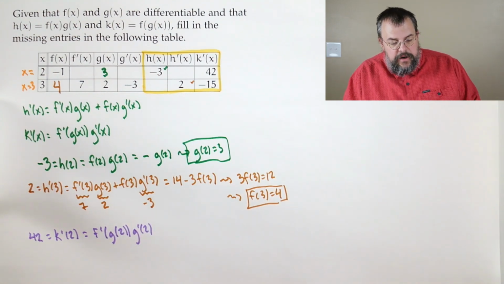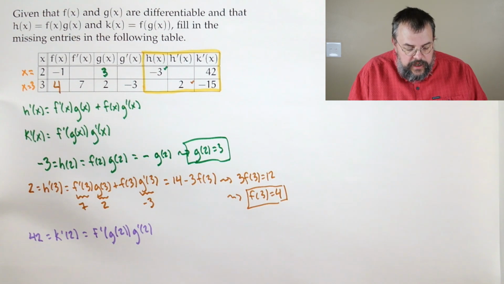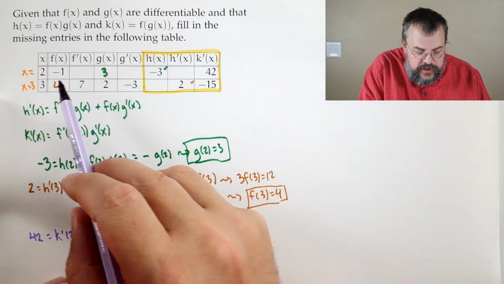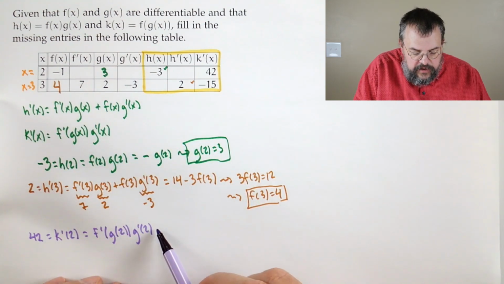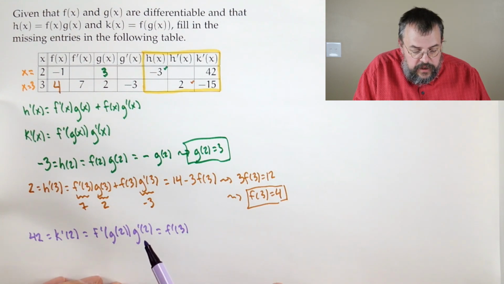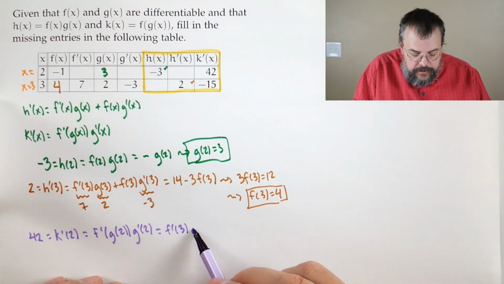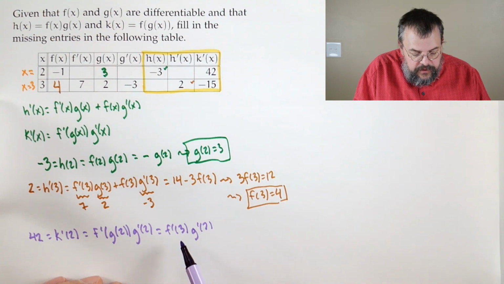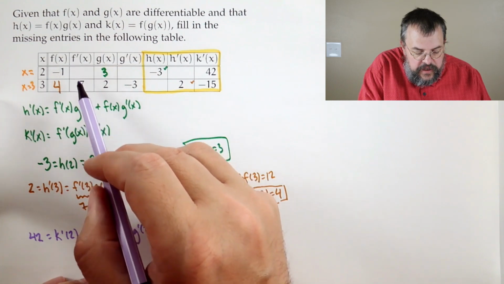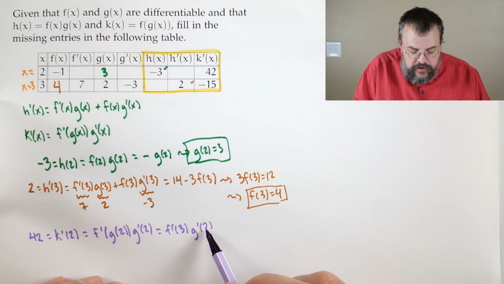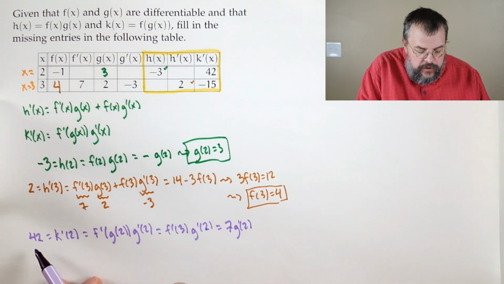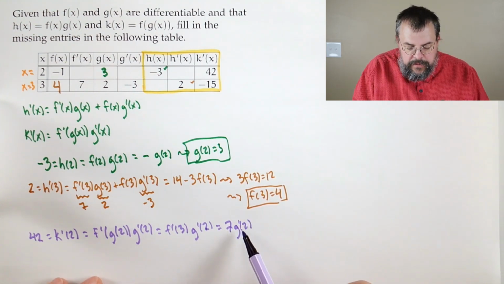Now, let's think about what we know. Do we know anything? Well, we do know what g of 2 is. We actually found it here. See, g of 2 is 3. So this is f prime of 3 times g prime of 2. Well, we don't know what g prime of 2 is, but do we know f prime of 3? Well, we do. See, f prime of 3 is 7. So this is 7 times g prime of 2. So 42 is 7 times g prime of 2.